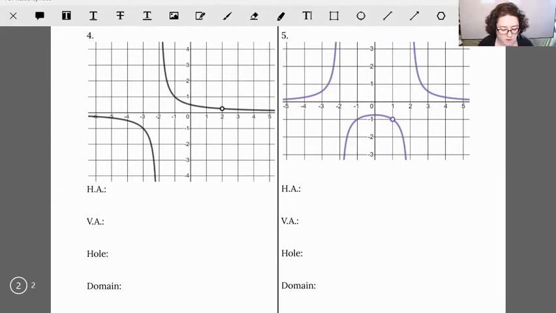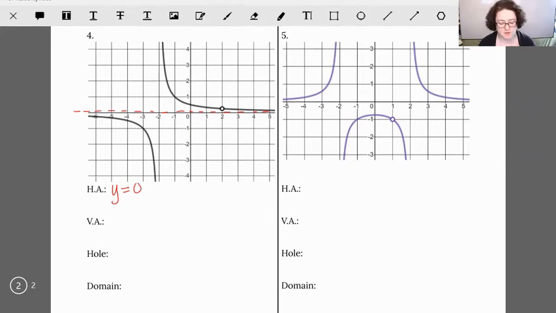And so in number 4, if I'm looking at my horizontal asymptote, well, let's see, does it look like the graph ever crosses the x-axis? It's really, really close at the ends, but it's never going to cross it. So let's go ahead and draw that in. So horizontal asymptote is right on the axis, so that means we're going to have y equals 0.